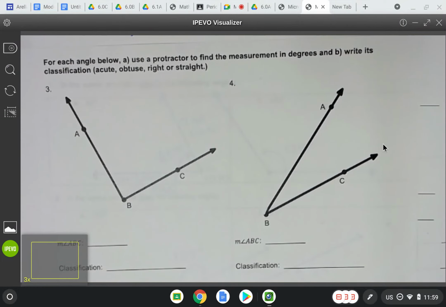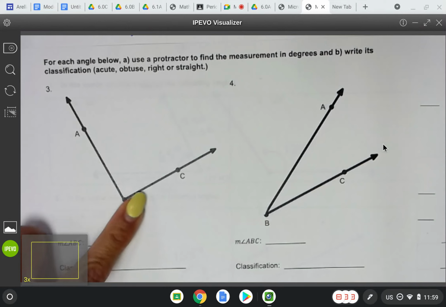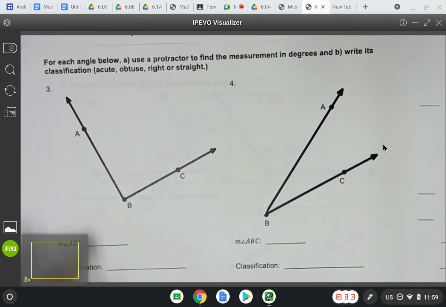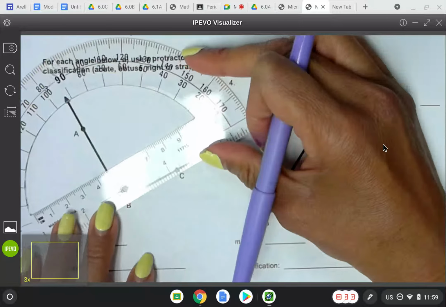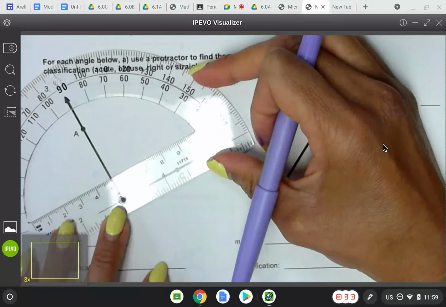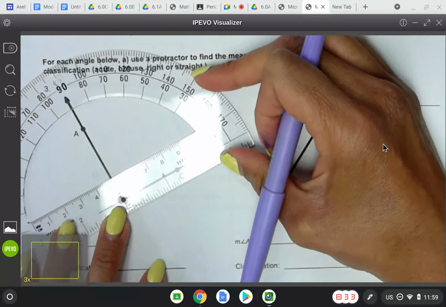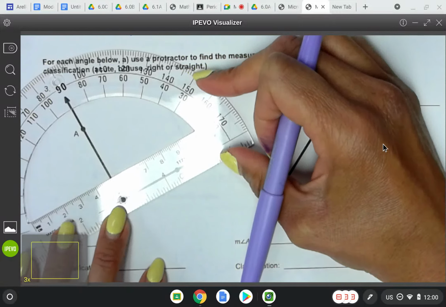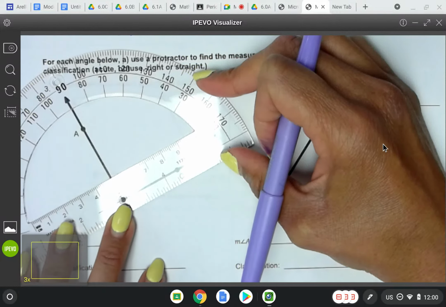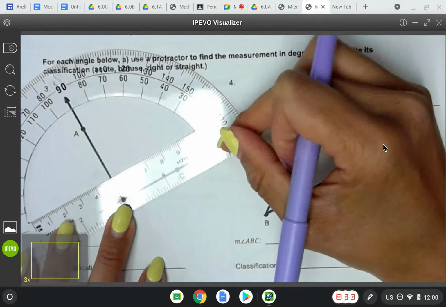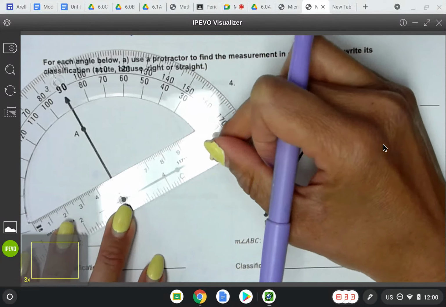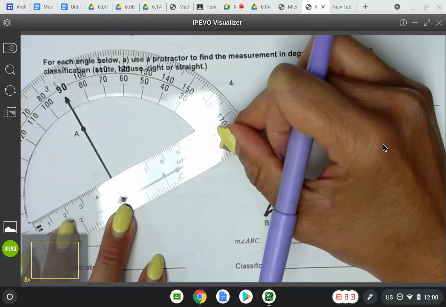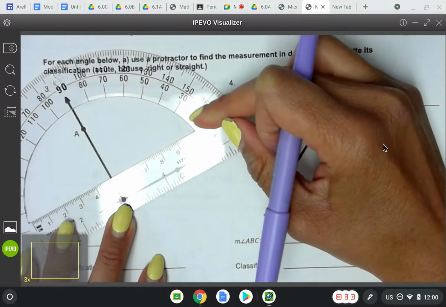So in number 3, you can use any of these sides as your horizontal. Okay, B is going to be the vertex no matter what. So I line up my protractor with my vertex and my horizontal, which is BC. I'm going to use BC as my horizontal. I line that up with 0 degrees, and I'm going to be using the bottom row to measure because my horizontal is lined up with 0 degrees, and 0 degrees belongs in the bottom row.